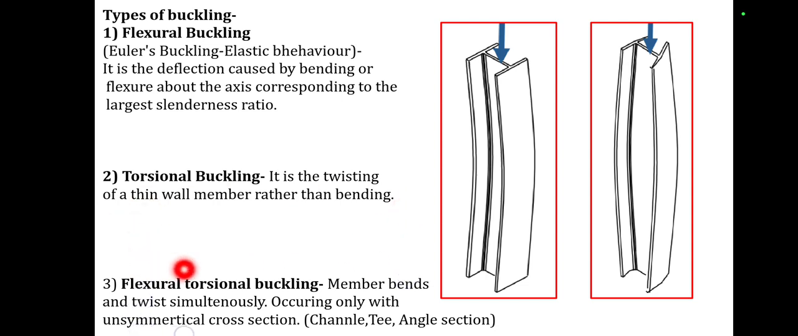Then next is flexural torsional buckling. The member bends and twists simultaneously, occurring only with unsymmetrical sections, that is the channel section, T section and angle section. Here flexural buckling can be explained by diagram number 1. The torsional buckling as well as the flexural torsional buckling can be explained in diagram number 2. You may observe that the member is buckling in flexure, and here the member is buckling in flexure as well as in torsion.